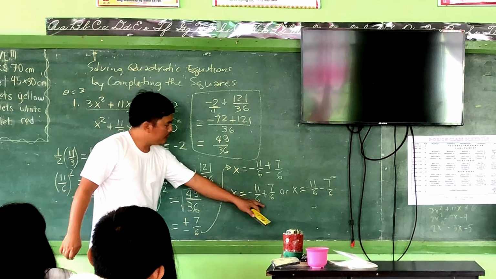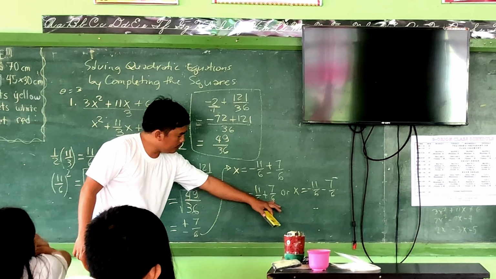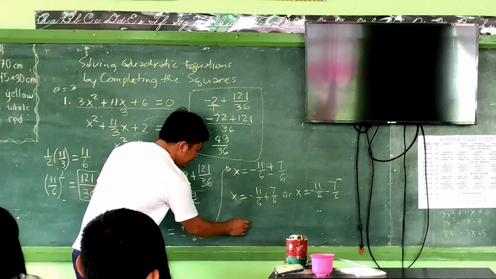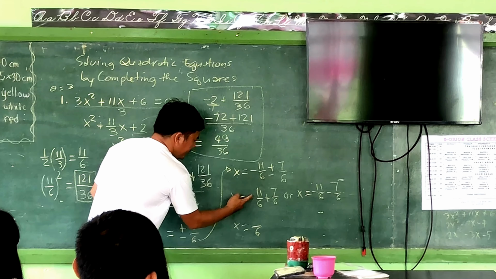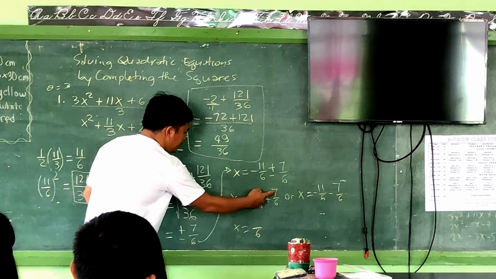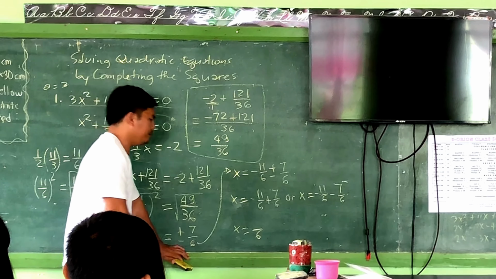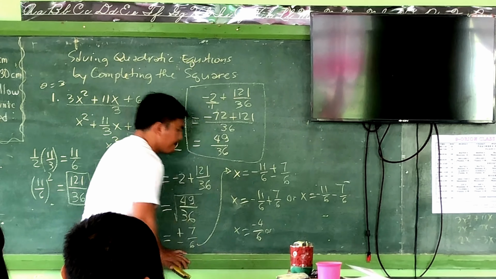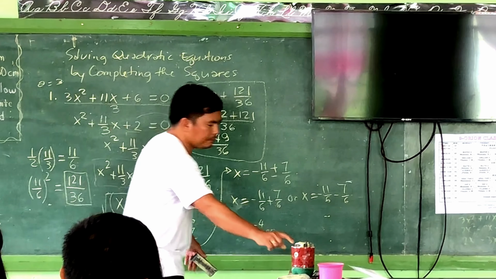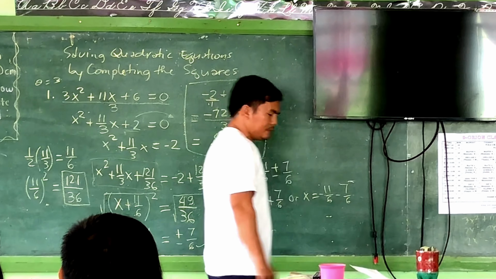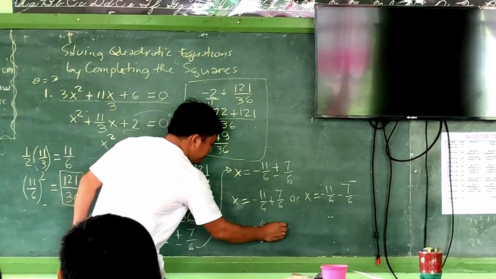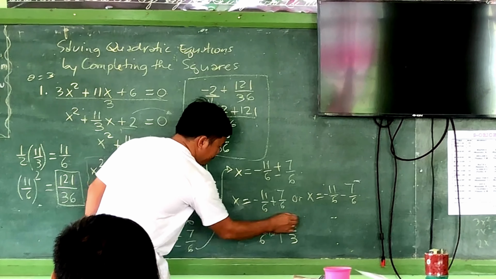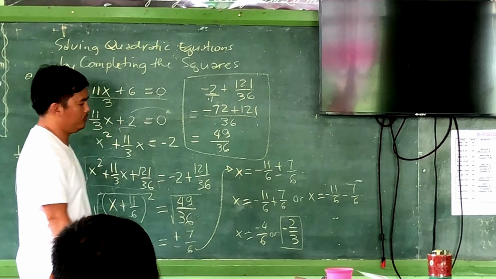Okay? So, these are similar fractions, so I copy the denominator. The denominator here is 6. So, negative 11 plus 7 is negative 4. This is negative 4 over 6. And I simplify, the simplest form is negative 2 over 3. This is the first value of x, negative 2 over 3.